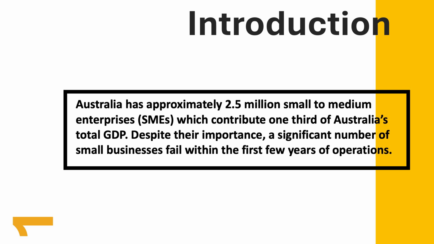Part 1, Introduction. Australia has approximately 2.5 million small to medium enterprises, which contribute 1/3 of Australia's total GDP. Estimates are that 1 in 3 small businesses fail in their first year, 1 in 2 small businesses fail by the second year, and 3 of 4 small businesses fail in the 5th year. It is important to understand how to stimulate business startups, but also how to minimize the number of business dissolutions. It is critical to focus on small businesses, as over 90% of businesses in Australia fall into this category.